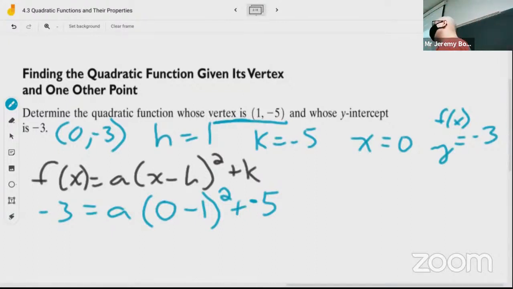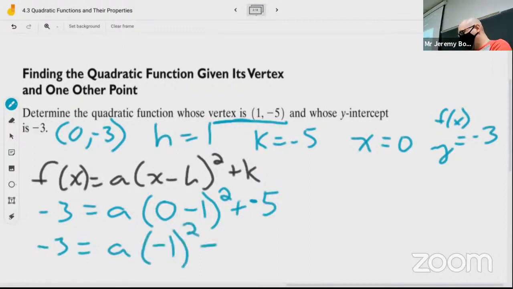Be careful with your simplification here, your evaluation of what's going on. And what I mean by that is, left-hand side, that's not bad, it's -3. The right-hand side, we're going to have 0 minus 1. That's going to be (-1) squared, and let's make this -5. And the thing that normally gets people here is when they square that -1.